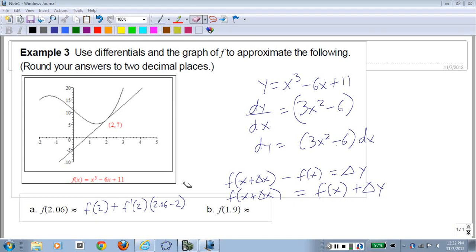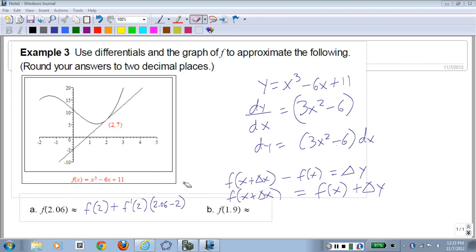From a particular value of x, where the value of the function is known, the farther away from it, in general, the less of a good job the straight line approximation does in actually approximating it. But we'll begin with example 3. Use differentials in the graph of f to approximate the following. And it's on the top of the next page if you have your notes. F of 2.06 and f of 1.9.